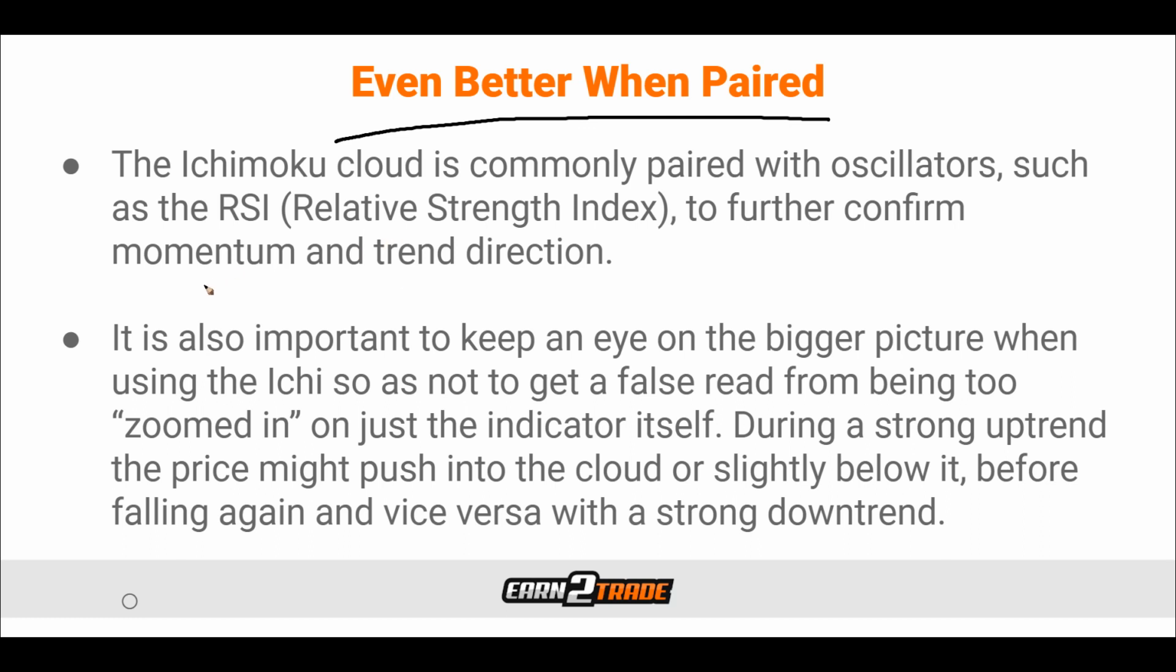It is also important to keep an eye on the bigger picture when using the Ichi, so as not to get a false read from being too zoomed in on just the indicator itself, which can be easy to do. All of us, I know, are guilty of that at some point or another, where we got too zoomed in to a particular strategy or an indicator that we were using and missed something that was plain as day in the simple price action. We want to avoid this, and adding an RSI or making sure that we're paying attention to the bigger picture of price action in and of itself can help alleviate or avoid this.